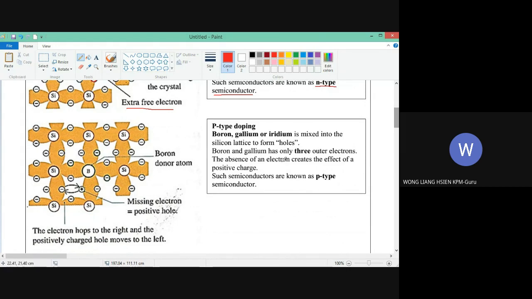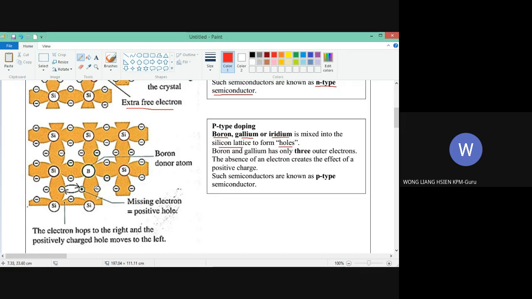So in this P-type doping, what we do is we dope with boron, gallium, or indium into the silicon lattice to form holes. So how is it that it can form holes? Because boron, gallium, indium are trivalent atoms. That means they have only 3 valence electrons.